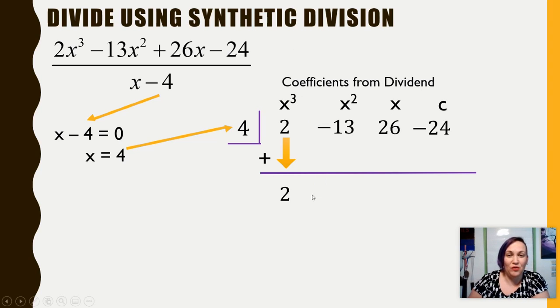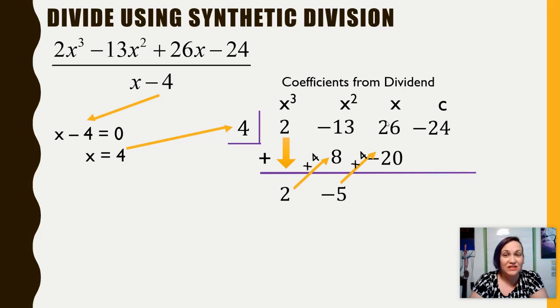Once you get a number below the bar, you're going to multiply it by the number in the box. That's what will go above the bar and line up with the next number. So I'm going to do 2 times this 4 from the box, and I'm going to put that underneath the -13. Then we're adding -13 plus 8, which is -5. And we do it again. You just keep following this little zigzag process. Now I'm going to do the -5 times the 4 from the box, and that's -20.